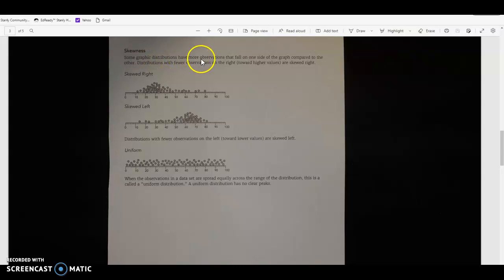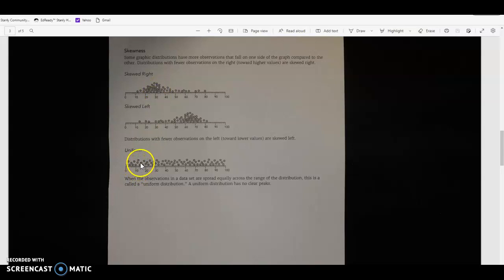Now, some graphic distributions have more observations that fall on one side of the graph compared to the other. So if it's skewed right, that means most of the values will be on the left side. And so distributions with fewer observations on the right towards the higher values are skewed right. So skewed right means you have very few out here, but most of them are on here. Skewed left is just the opposite. You have very few lower observations, or the ones on the left, and mostly the ones are on the right. So basically, whatever your name is, just do the opposite, and that tells you where the most values are.